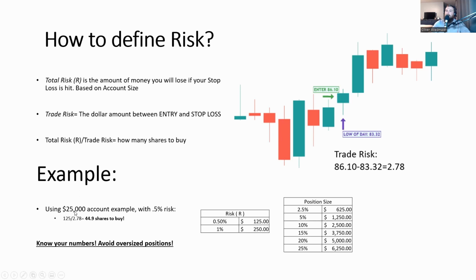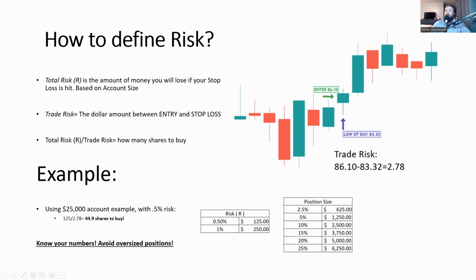And so what you want to do is divide your risk by the trade risk. So for an example of a $25,000 account using a 0.5% risk, you would divide 125 by 2.78, and you would buy 44.9 shares. So you would buy 50 shares. So just using this calculation, you are identifying exactly how many shares to buy. You have your risk in mind, and you will be able to enter this trade knowing that you will not lose more than 0.5% of your account if your stop loss is hit.